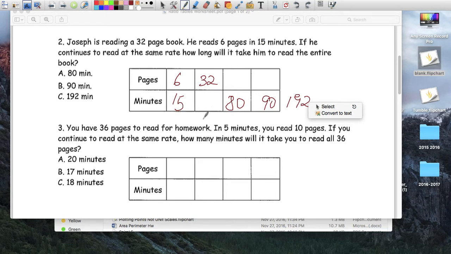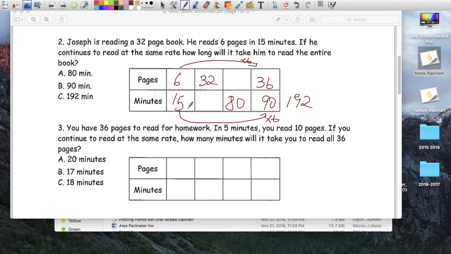Is there a relationship between 15 and 80? No, there isn't. How about 15 and 90? Yes, there is. So let's do the ones that we can. 15 to 90 is times 6. 6 times 5 is 30, carry the 3. So this is a times 6 relationship, and that would be 36. Okay.